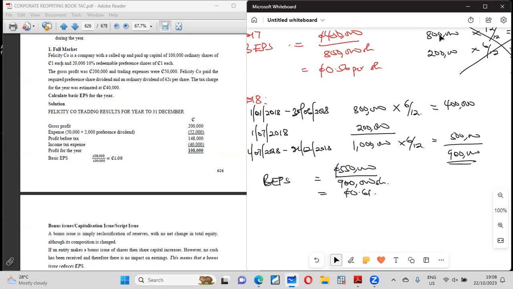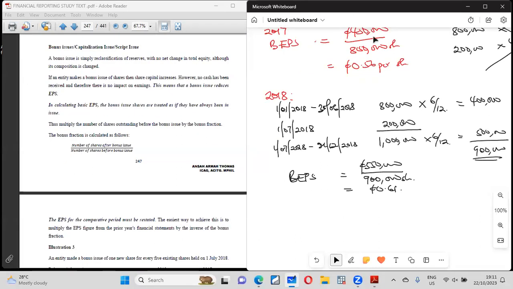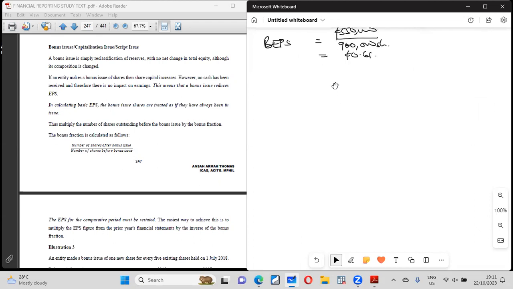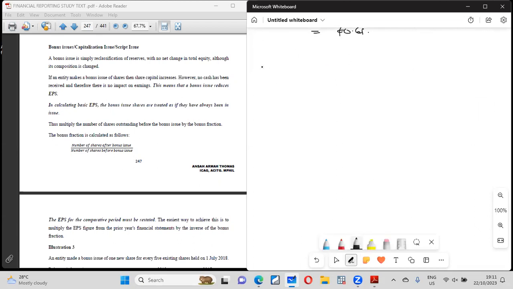Now, what I'm going to do is bring up another illustration or question, and that one you guys will do for me. Okay, so hold on. Let me bring the question. All right, so let's continue with the bonus issue. The questions will come. We've done full market now, then we go to number 2, bonus issue.